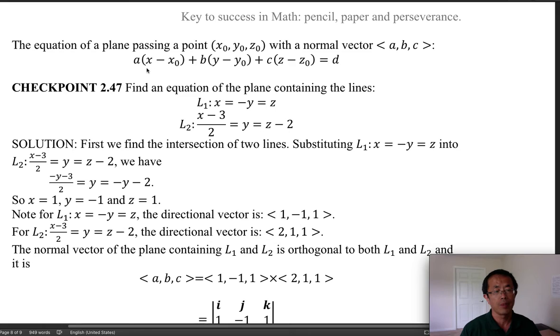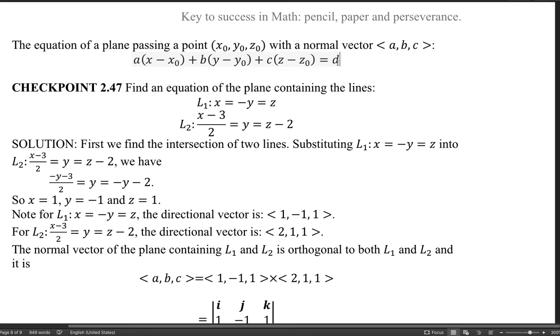A times (x minus x naught) plus b times (y minus y naught) plus c times (z minus z naught). And actually I need to make a correction here. This should be 0. So simply put, to write out the equation of a plane, we need a point and a normal vector.